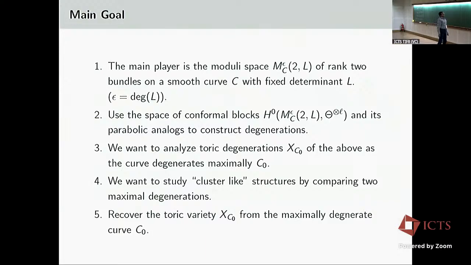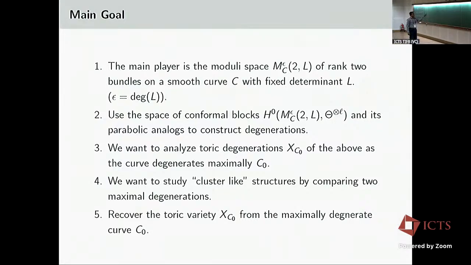And then there are also these parabolic analogs which we used to construct degenerations. The degenerations I want to study are toric degenerations of that Fano variety, the Fano variety of rank 2 bundles on a curve. Professor Lakshmibai has a lot of beautiful results on toric degenerations, especially Gonciulea and Lakshmibai, which has been used quite a lot in studying what are called mirrors for some Grassmannians and Schubert varieties.